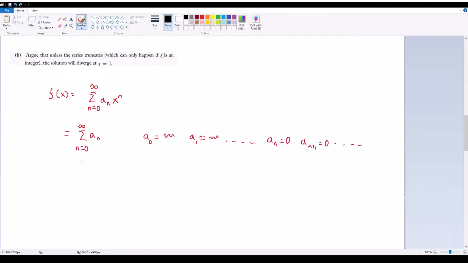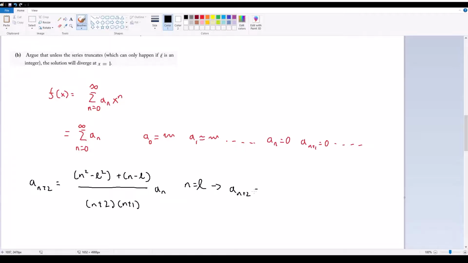So now let's look at the recursive series that we got in part A, which is a_{n+2} is equal to n squared minus l squared plus n minus l, divided by (n+2)(n+1), and then a_n. So you see here that if n is equal to l, then this implies that a_{n+2} is going to equal 0, because this top thing is going to equal 0. So because of that, the series will truncate.